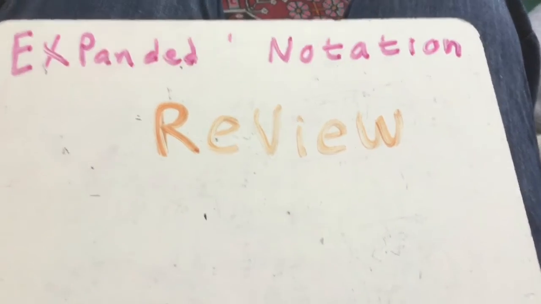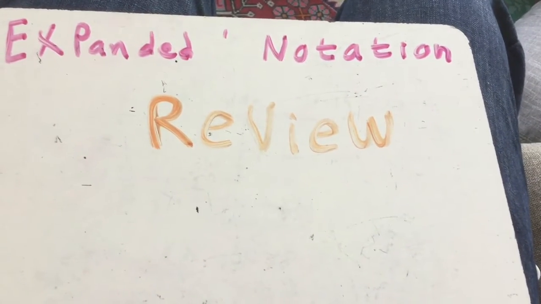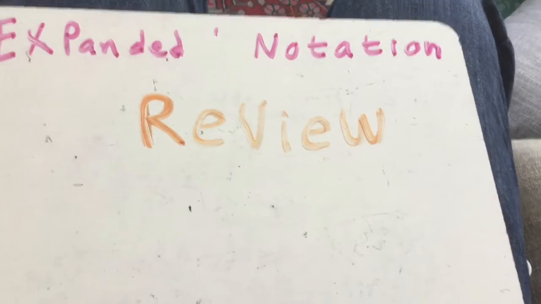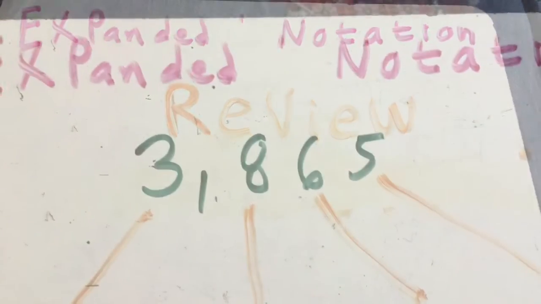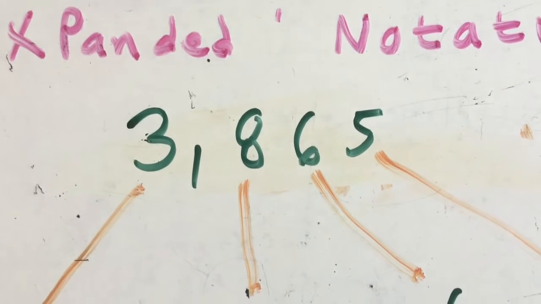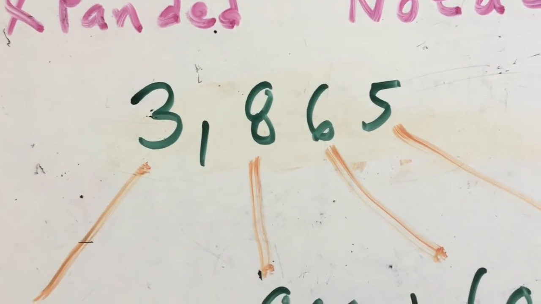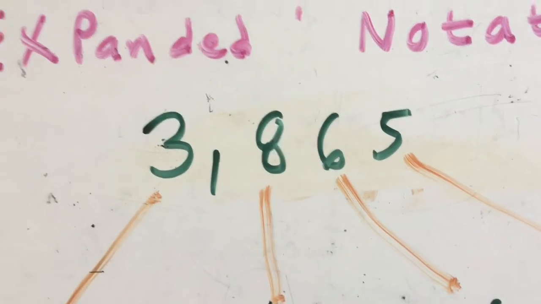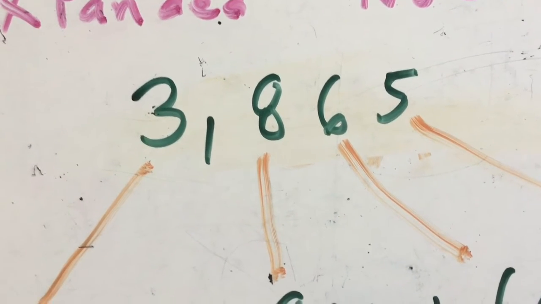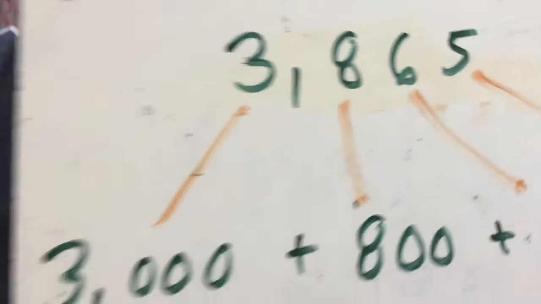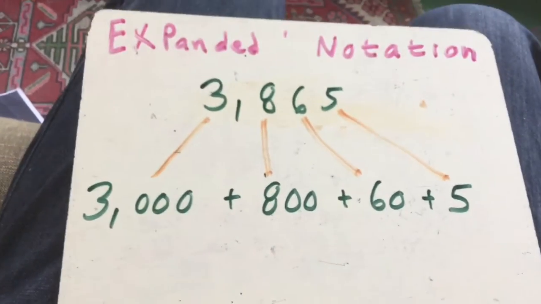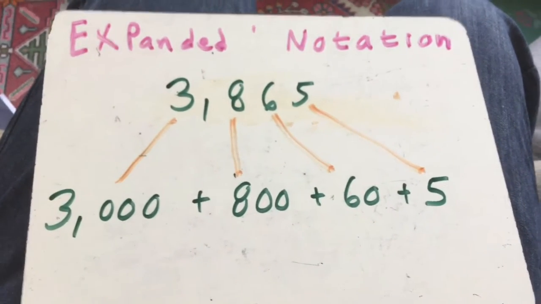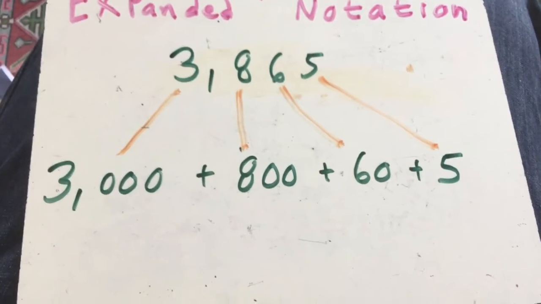Okay, before we get into today's lesson, I just want to review what we did on Friday. It's not what we're doing today, but I just want to go over it one more time. On Friday, we practiced this skill where we took a number and wrote it in expanded notation. 3,865, when we write it in expanded notation, looked like this: 3,000 plus 800 plus 60 plus 5. That's what we did on Friday.